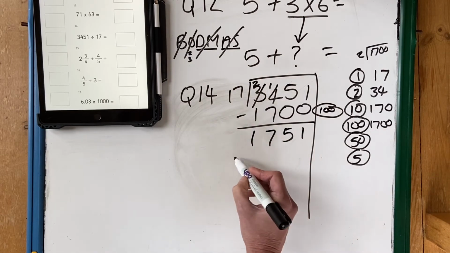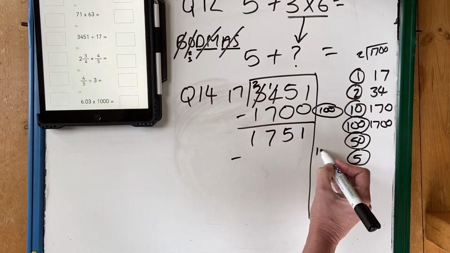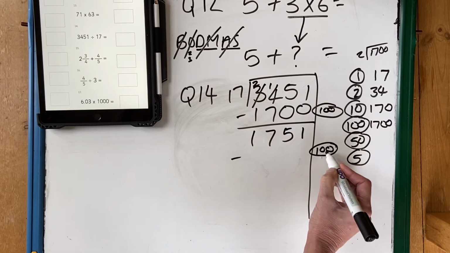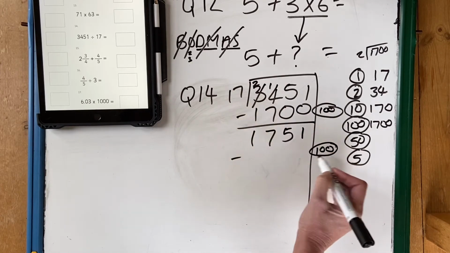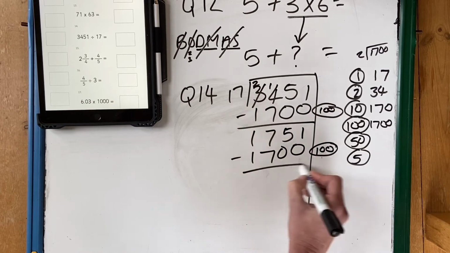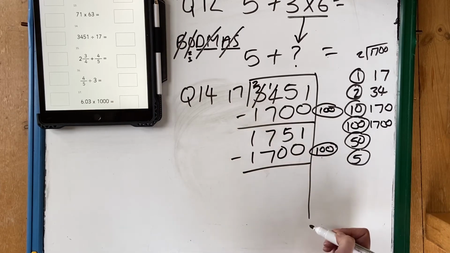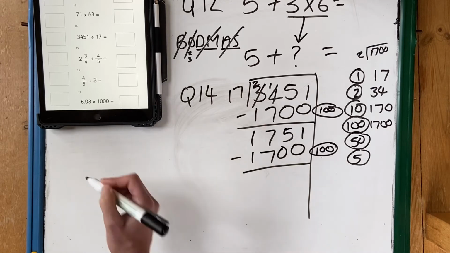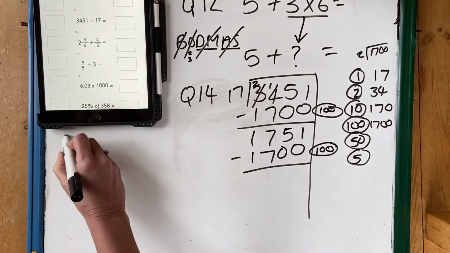So now I can subtract another chunk. I can subtract another 100 17s, which is 1,700. And you may continue. Question 15.